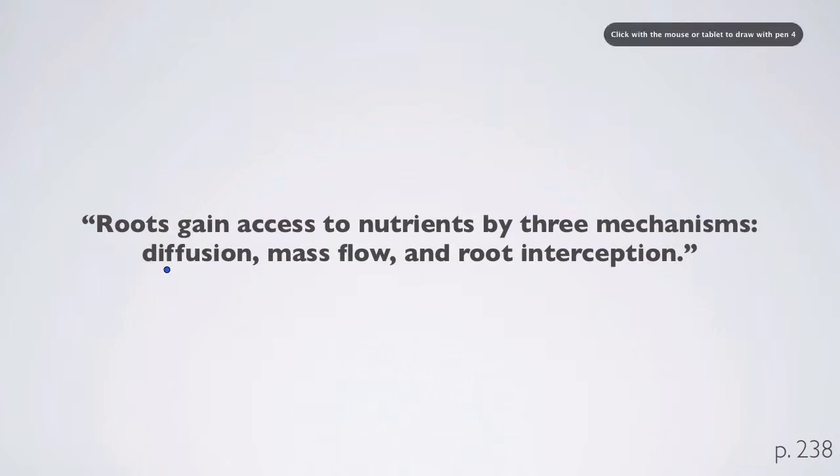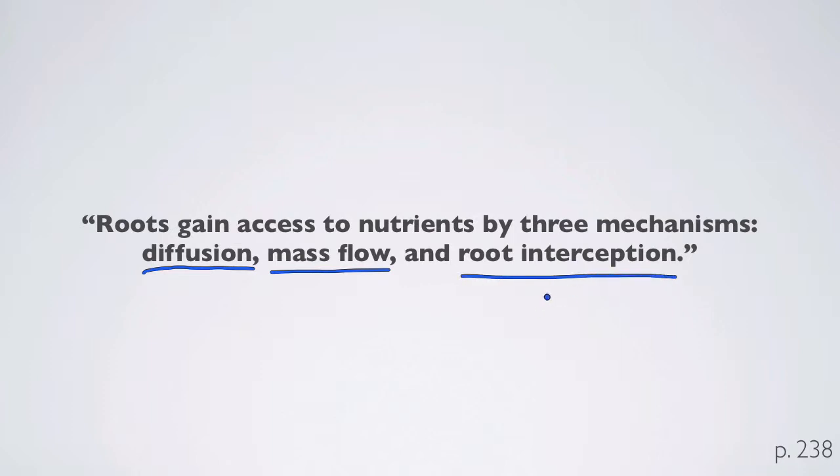So in this section, we're going to cover the factors that control the diffusion of nutrients to roots, the mass flow of nutrients, so the flow of nutrients along with water, and the amount of nutrients that are intercepted with roots as they grow through the soil.